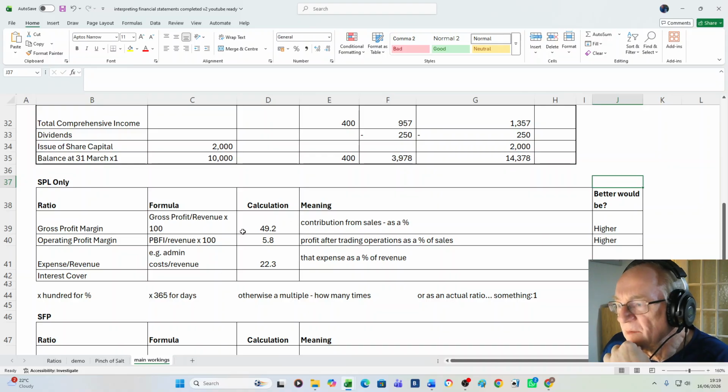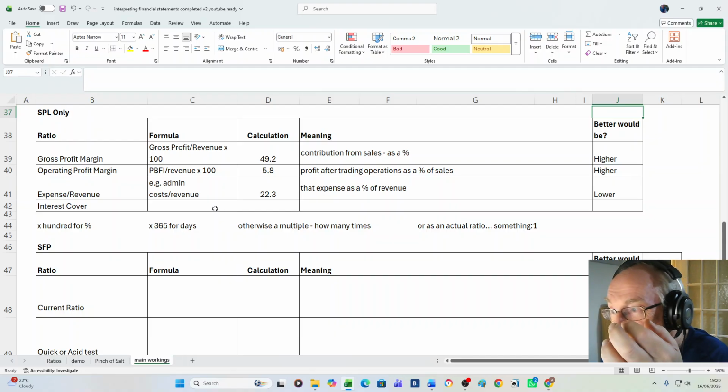So very, very common ones. If it's not admin costs, it's going to be selling and distribution expenses. Cost of sales as a percentage of revenue would be pointless because we've got gross profit. In this case, cost of sales as a percentage of revenue would be 50.8, the difference between that and 100%. And the finance costs are covered by two interest-based ratios that we're going to see. In fact, one of which is coming up now.